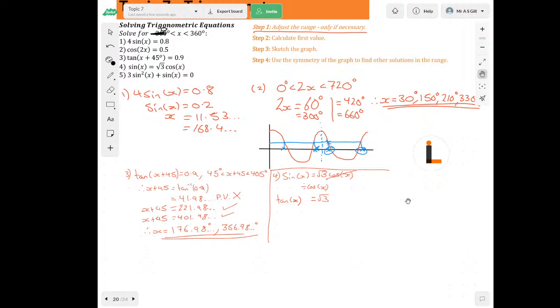We get our first value as 60. And then our next value is 240, and these would be the only solutions between 0 and 360. And then this last one, question 5. So we've got 3 sine squared x plus sine x equals 0.